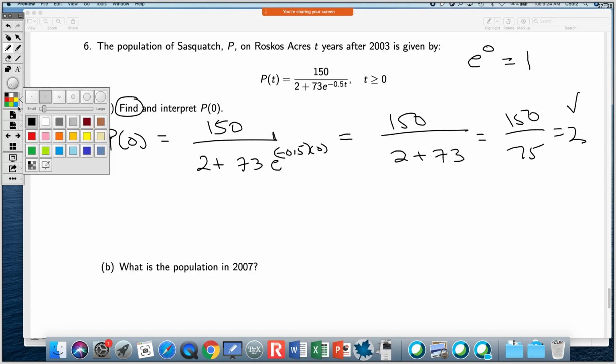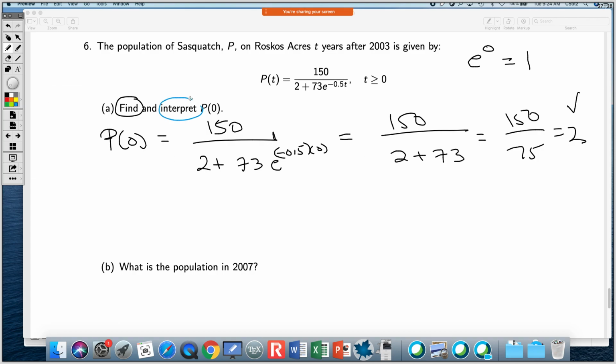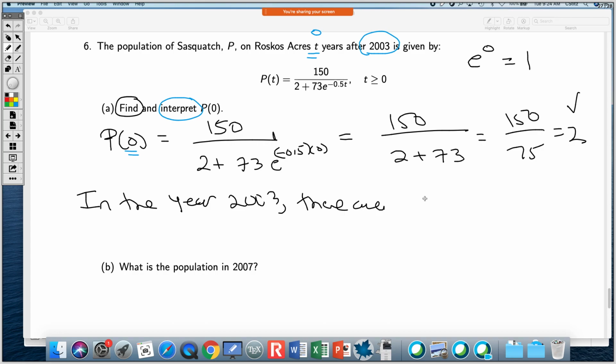Now the interpret part means to tell me what that means in terms of time and Sasquatch. So P of 0, that means we're 0 years after 2003. So that means in the year 2003, there are 2 Sasquatch. Okay, so that's the initial population of Sasquatch.